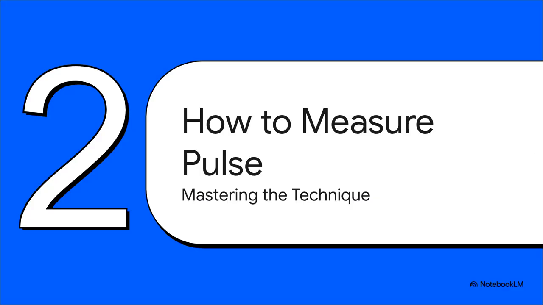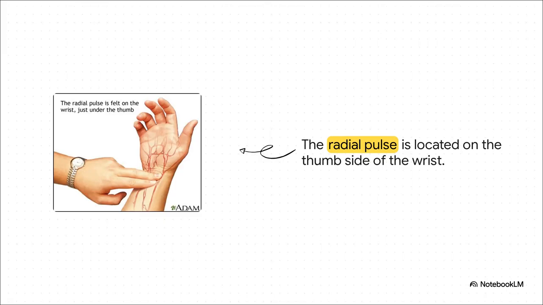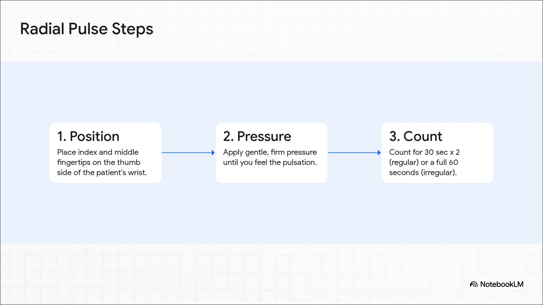All right, so we know what we're looking for. Now let's get into the how. We're going to nail down the technique for measuring both a radial and an apical pulse. So the place you'll check a pulse most often is the radial artery. It's right there on the wrist, on the same side as the thumb. For most routine checks, this is your go-to spot. Super easy to find. The technique itself is simple, but you have to be precise.